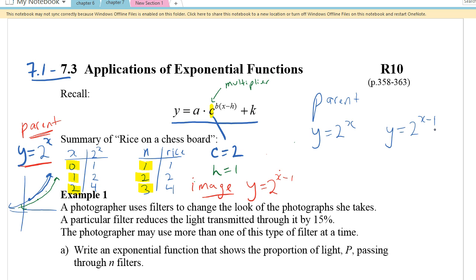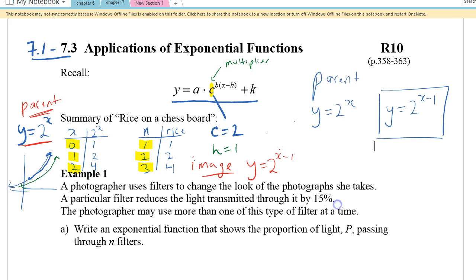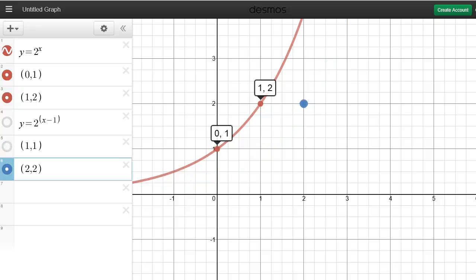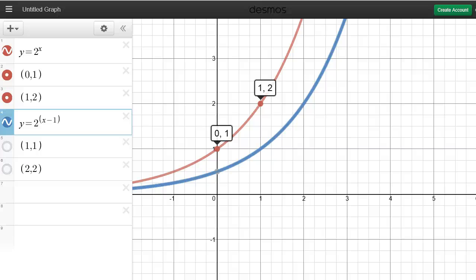So here's an example of going through the motions of saying, how can we make an exponential function to mimic rice on the chessboard? I did do it in Desmos, so let's take a look at that here. Here is our original y is equal to 2 to the x, and you can see how that looks. Now if I add y is equal to 2 to the x minus 1, there's the graph, and you'll notice that (0, 1) gets shifted to the right, and (1, 2) gets shifted to the right, so we get our new points here. So that's the difference between having 2 to the x and then 2 to the x minus 1.